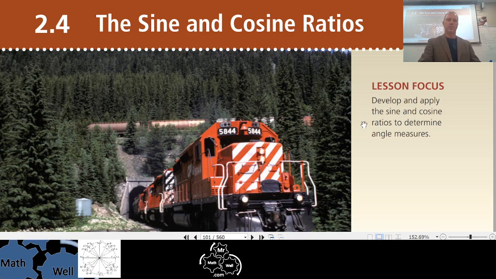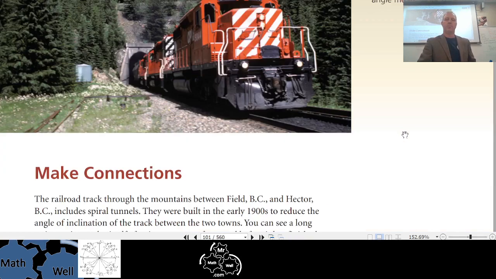Last year, we talked a little bit about this. But let's talk about what those ratios mean and how they are connected. So there's a little bit of a story in your textbook here. The railroad track through the mountains between Field, BC and Hector, BC includes spiral tunnels. They were built in the early 1900s to reduce the angle of inclination of the track between the two towns.